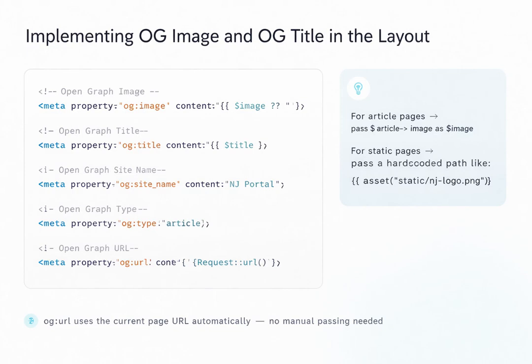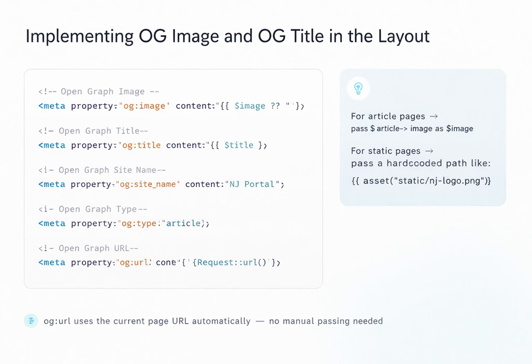When implementing OG tags in the layout file, you pass the image URL into the og.image property and the page title into og.title. For article pages, the image is the article's own featured image. You pass it the same way you'd pass any dynamic asset, using the asset helper with the storage URL. For static pages, like the home page or category pages, you can hard-code a path to your site's logo or a default image.